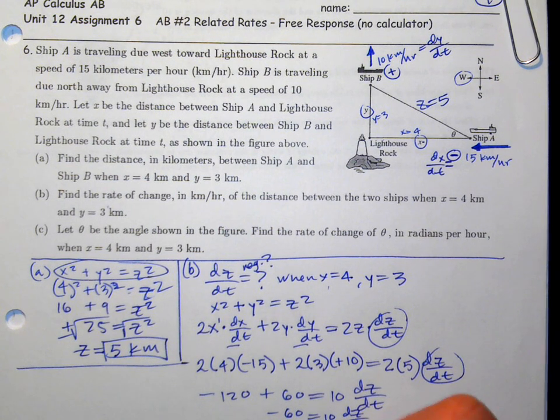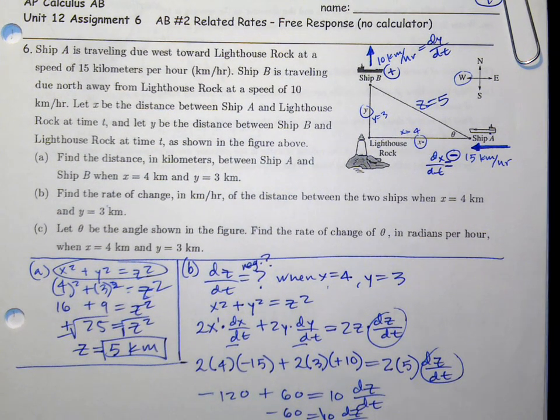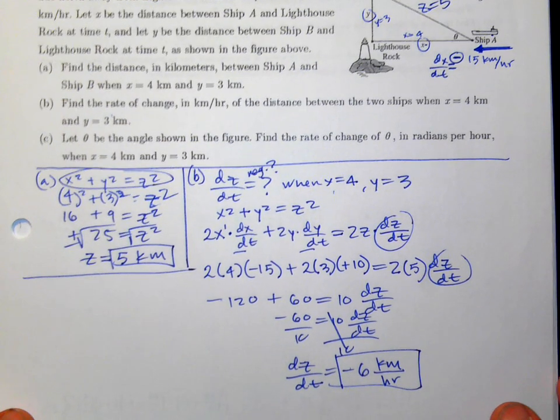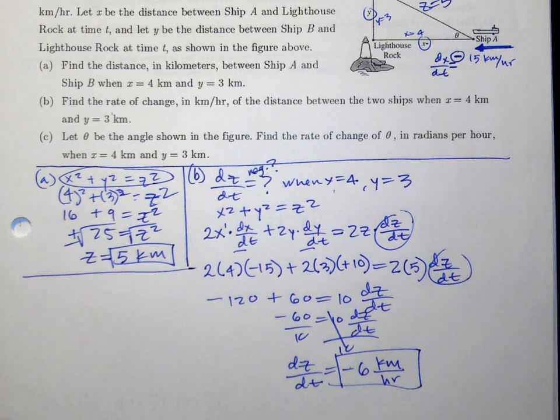And then we divide by 10. We get dz dt equals negative 6. What are the units? Change in z, which is a length, kilometers, over change in time, which is hours. So that is our rate of the distance between them. It's negative, so that means it's decreasing. If I said decreasing, I would not put the negative with the word decreasing at the same time. It's like a double negative.